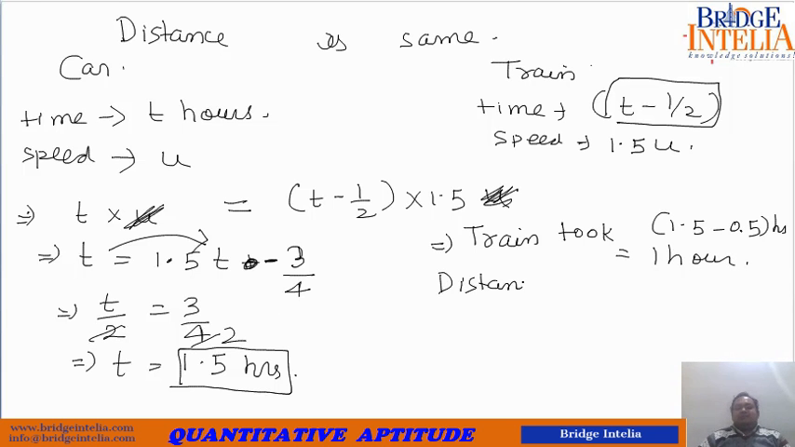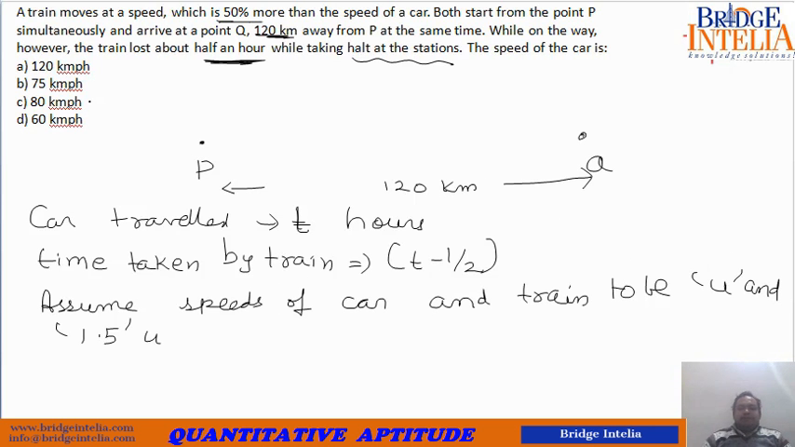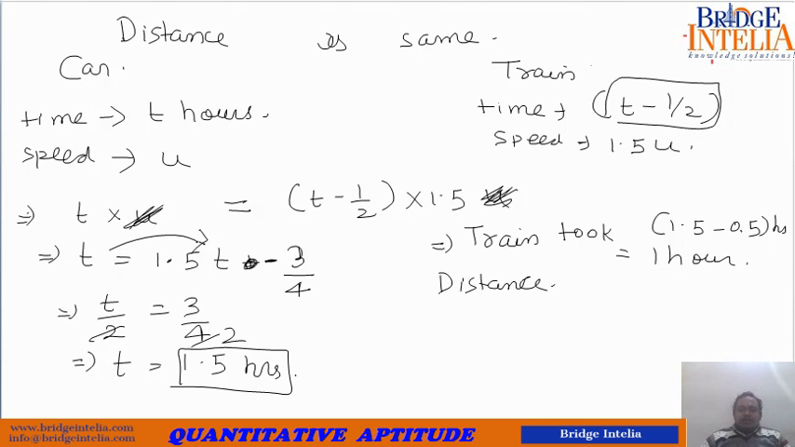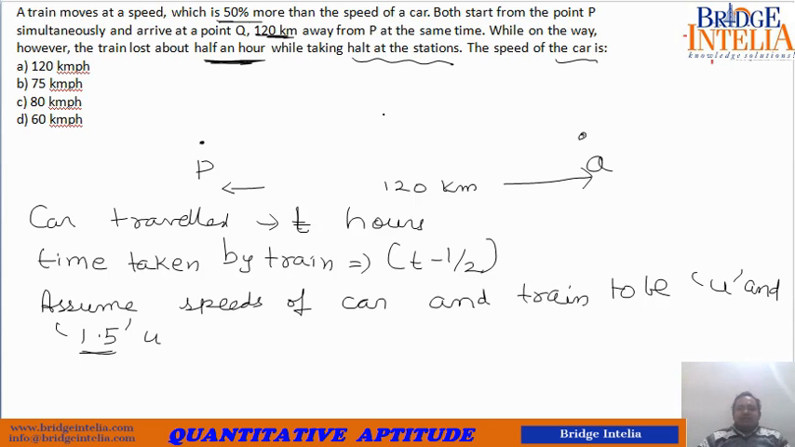What was the distance between P and Q? So distance between P and Q is 120 kilometers, and we have to find the speed of the car. So car has taken 1.5 hours. So speed of the car is distance 120 by time 1.5. So this is the speed. So 1200 by 15, so 80 kmph.